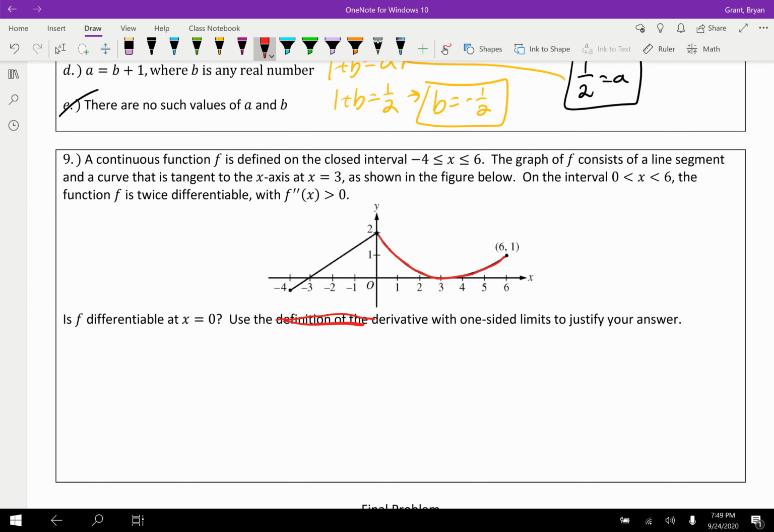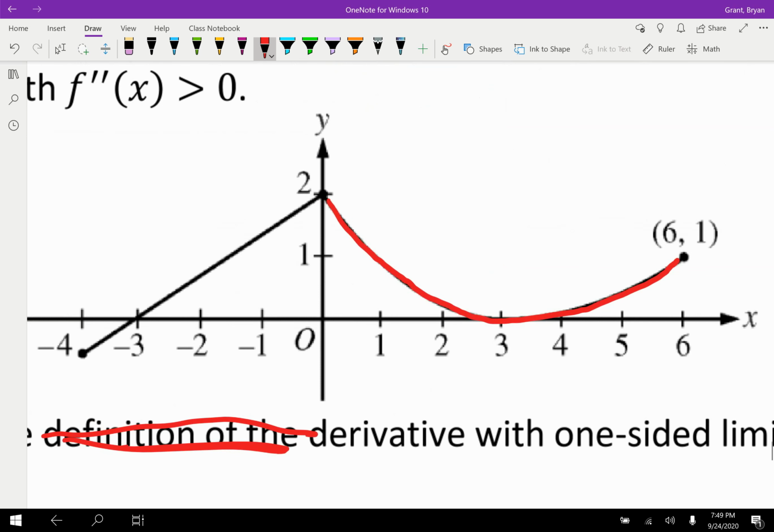Okay, let's start with visuals. Looking at this graph, is it differentiable at 0? Hopefully you said no, and then you didn't yell pointy point. You said the limits of the derivatives aren't equal. However, there is a sharp point there. I'm pretty darn convinced that we are not differentiable at that point. Well, how do we show it?